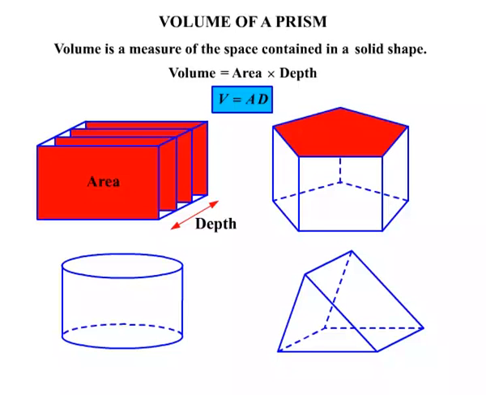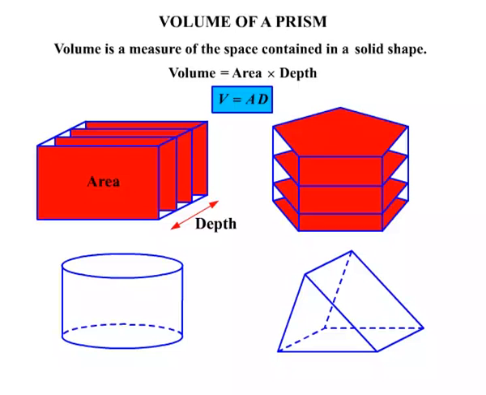This particular one has 1, 2, 3, 4, 5 sides up the top, so that is a pentagon. It's a pentagonal prism. If we took slices as such, we can see that the pentagon shape repeats itself right through. So there's the area and there is the depth, because that area has repeated itself right through that depth. Sometimes the depth is going across, sometimes it's going up and down.